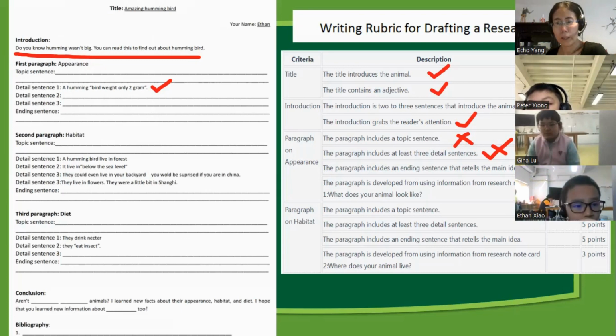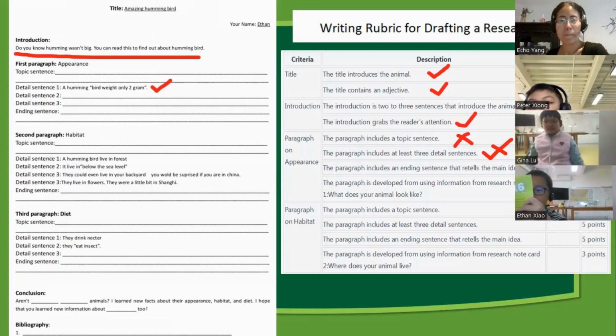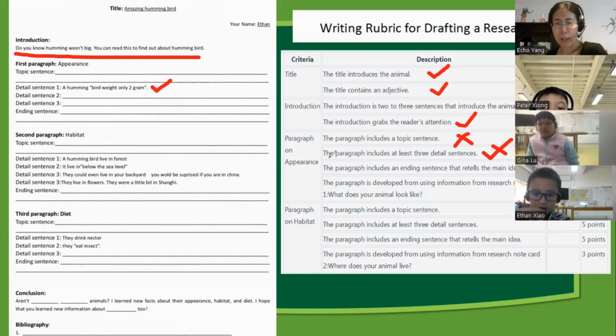I don't really know because first it's about what does the hummingbird look like? But you didn't include the topic sentence and the ending sentence, right? And there's only 1 detailed sentence, so you need to improve your draft. And look at the paragraph on habitat.